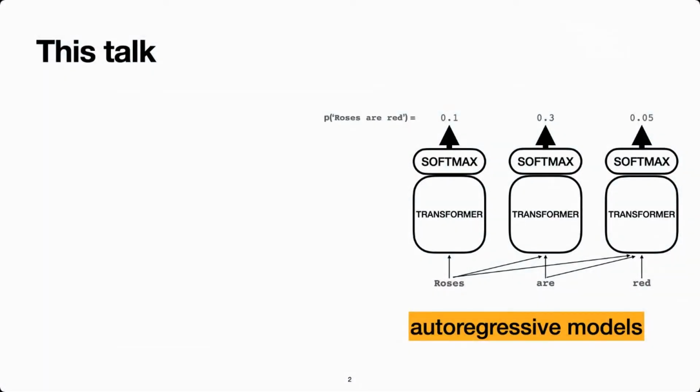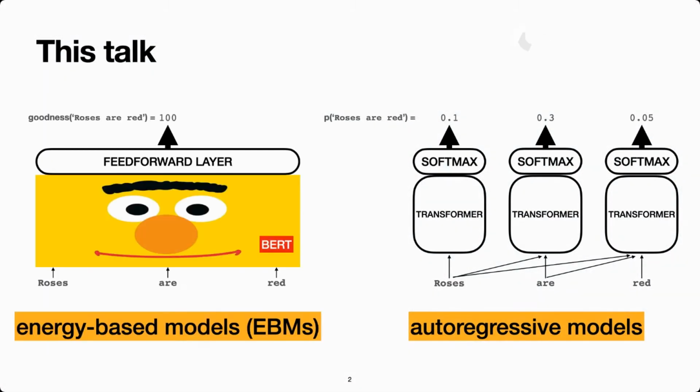Hi, everyone. Today, I'm going to talk about the limitations of autoregressive models and their alternatives. In NLP, there are two popular model architectures. The first is autoregressive models. They are widely used in language modeling and many seq-to-seq applications. The second is energy-based models, for example, fine-tuned BERT models.